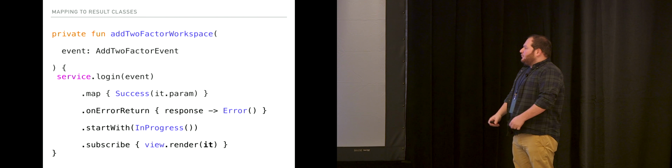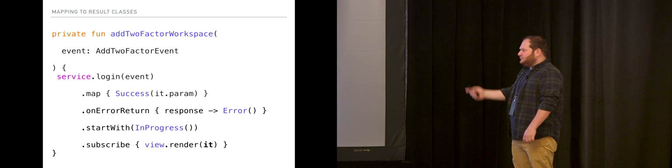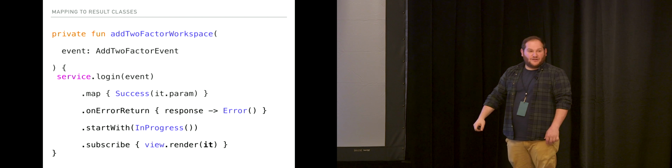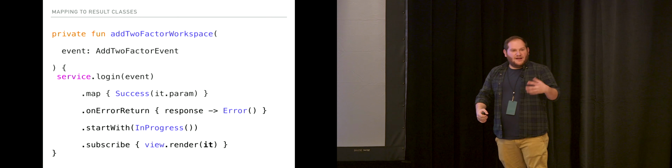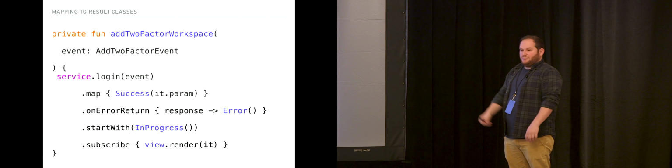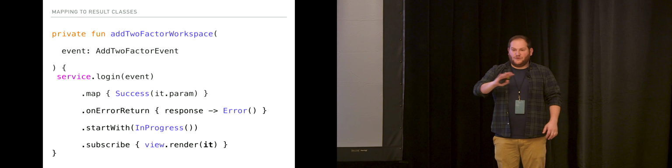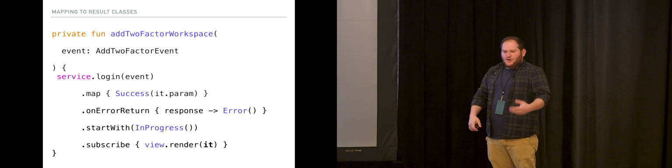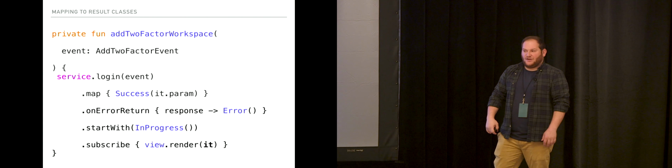But we're using on-error return here, which essentially wraps your error and throws it back into the stream with the type that you specify to a sealed class, this error sealed class. And now we've folded this error back into the stream, and we can react to it appropriately. And the same thing with start with in progress. Every time we subscribe to a service, the first thing we're going to emit is essentially an in progress, right? And then we know when progress has stopped when we're displaying something else, like an error or a success.